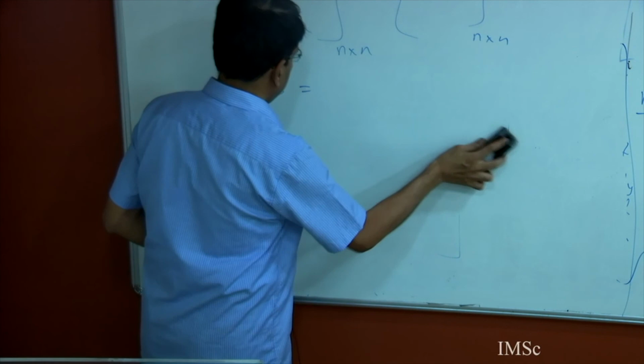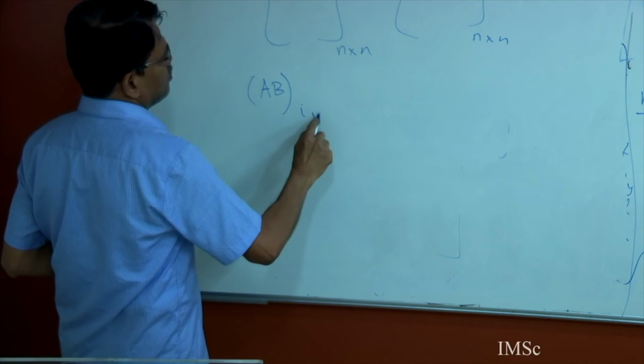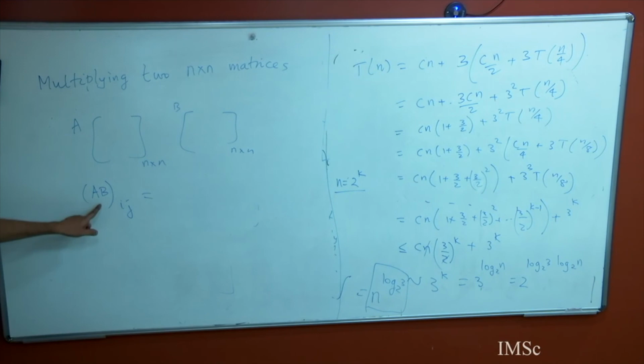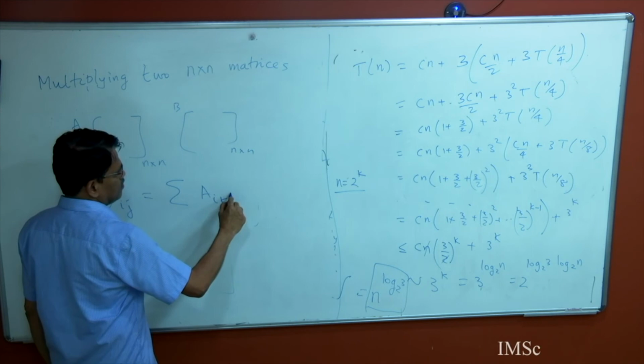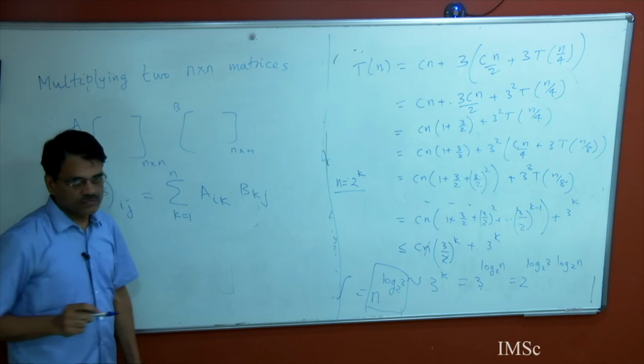What is the ijth term of AB? Let's tell me the ijth term of ABij, the product. What do I have? Summation of A_ik B_kj, where k goes from 1 to n. Right, this is a standard formula to compute the product of two matrices.